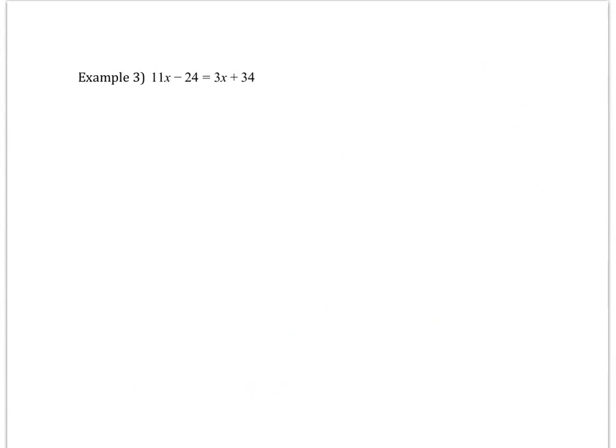Our last example, we have 11x minus 24 equals 3x plus 34. My first step, I'm going to draw my line. Do you remember what it is, that first thing we have to do? Look back at your notes if you don't remember. My first thing, I have to move the baby to the mama. So I'm going to move 3x over to the 11x. In order to move a 3x over, I have to subtract it from both sides. I have to keep it balanced.